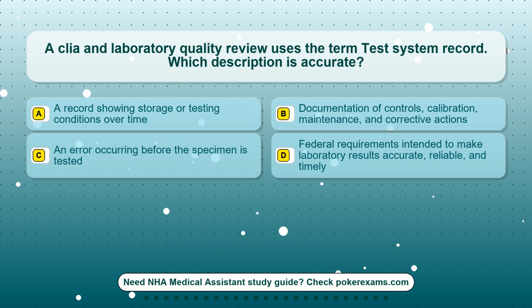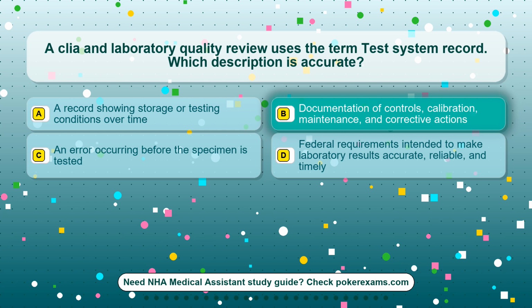Question 2. A CLIA and laboratory quality review uses the term test system record. Which description is accurate? Option A. A record showing storage or testing conditions over time. Option B. Documentation of controls, calibration, maintenance, and corrective actions. Option C. An error occurring before the specimen is tested. Option D. Federal requirements intended to make laboratory results accurate, reliable, and timely.